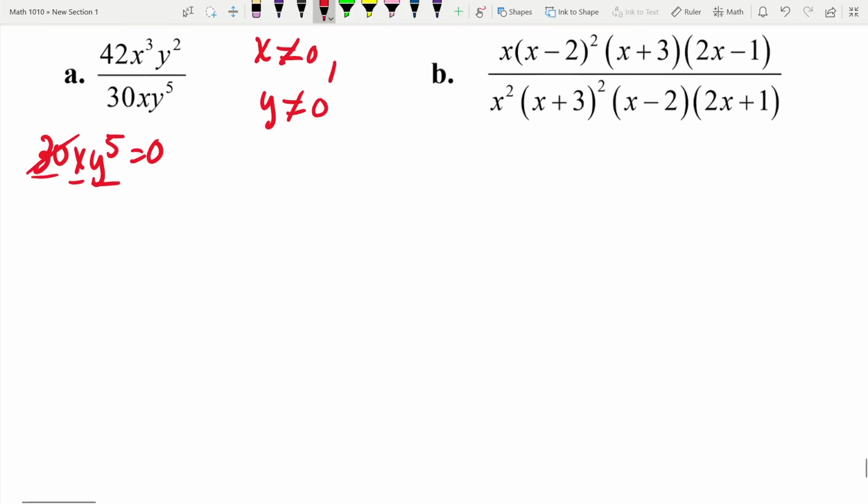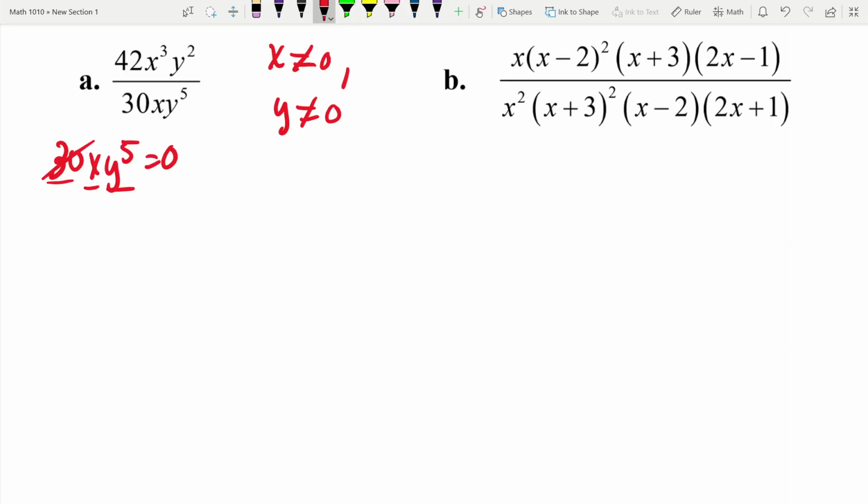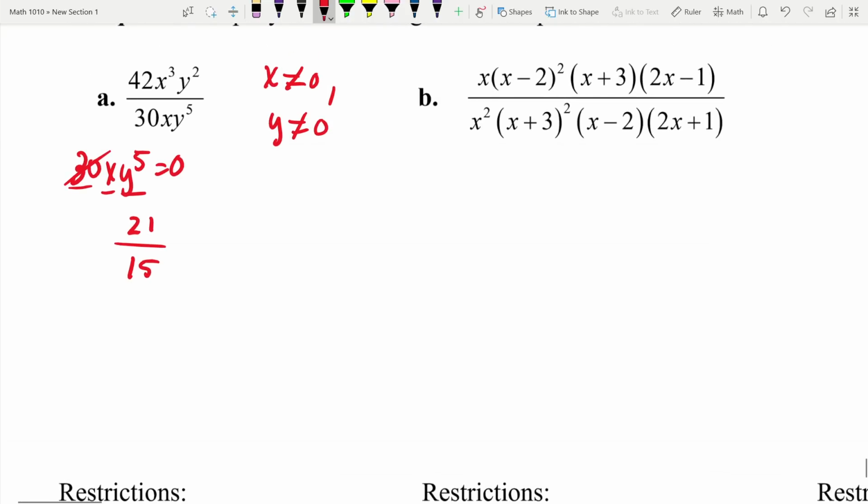Okay, great, thank you. Okay, so I'm reducing 42 and 30, and I can tell they're both even. Okay, so 2 goes into 42 21 times, 2 goes into 30 15 times. Now that will reduce again. So 3 goes into 21 7 times, 3 goes into 15 5 times. Okay, so it's totally okay to do it like that.